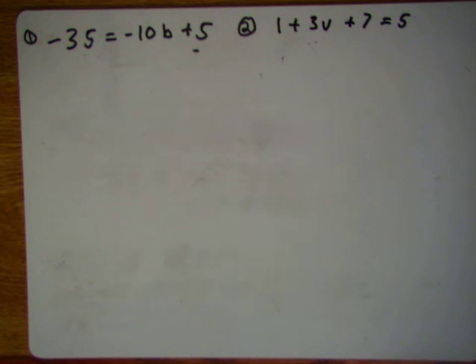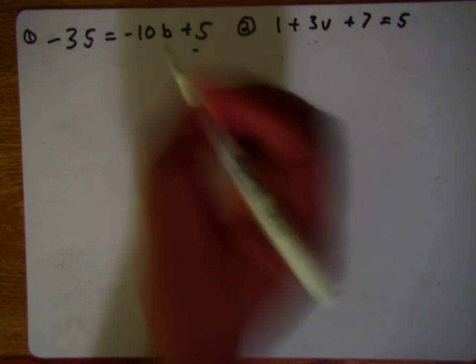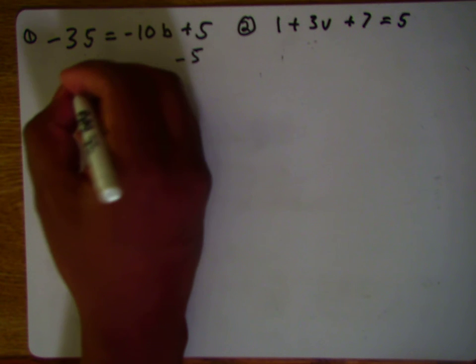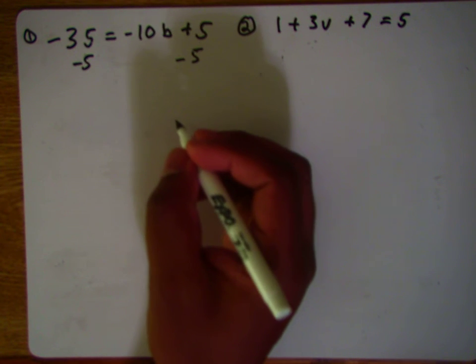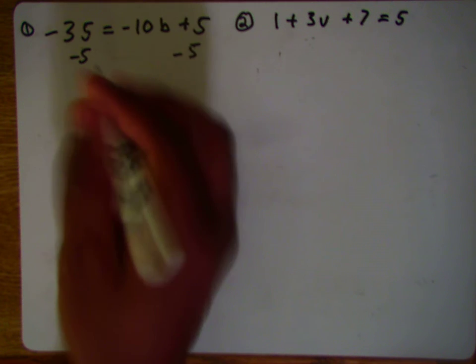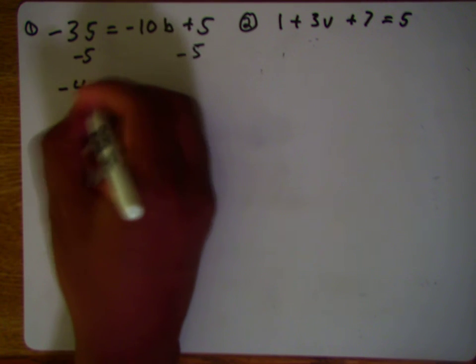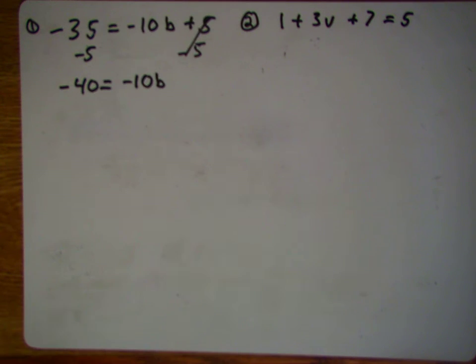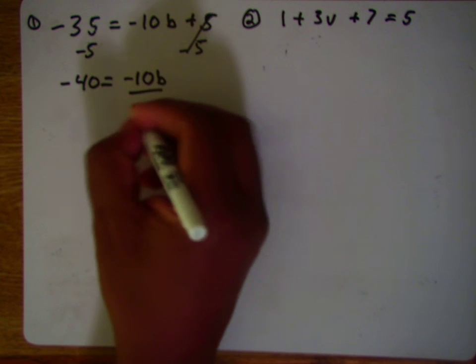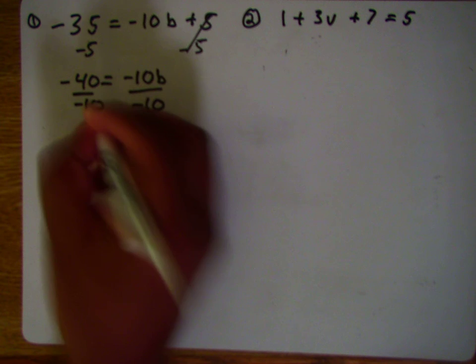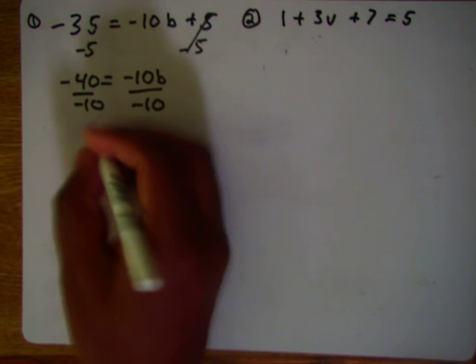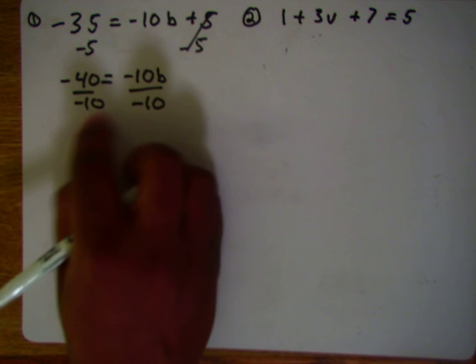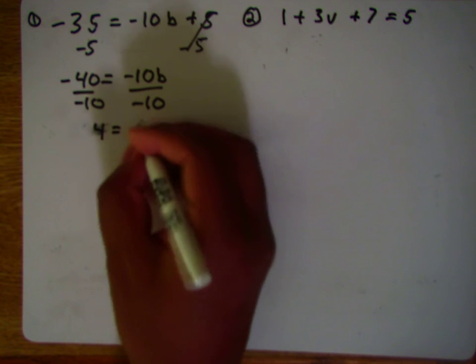Let's start with a basic one and work our way up. This one we're going to solve for b by subtracting the 5 on both sides. So we get negative 35 minus 5, and that's going to get us negative 40 is equal to our negative 10b. Then we're going to divide by negative 10 on both sides. And that's going to give us a negative 4, positive 4 is equal to b.